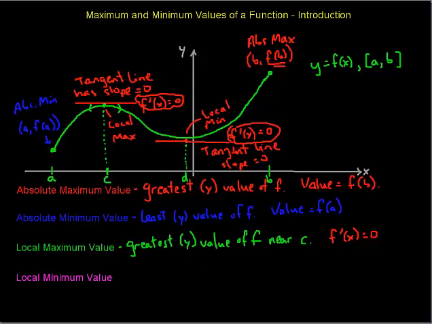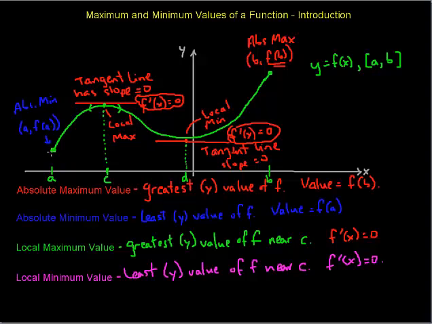Now, just to finish off our talk, the local min is going to be the least y value of f near d. And again, it has the property that f prime of d equals 0.